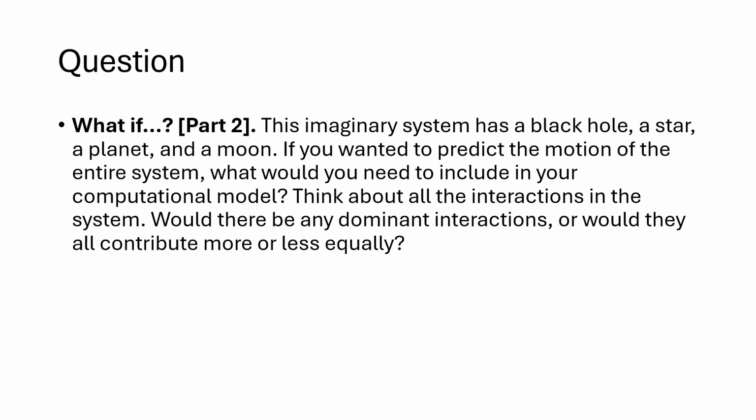Now on to the other question regarding part 2. To predict the motion of the entire system with a black hole, star, planet, and the moon, the computational model would need to include the gravitational interaction between every pair of objects, since each one exerts a force on all the others. However, the black hole's gravity would dominate because of its massive size, having the strongest influence on the star, planet, and the moon. The other interactions, however, would still contribute, but to a lesser extent, refining the accuracy of the system's overall motion.